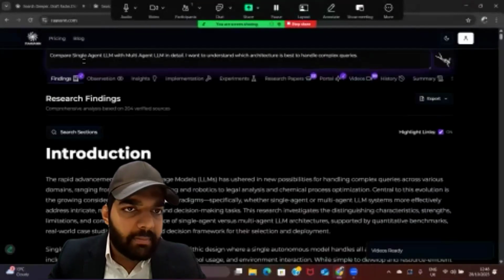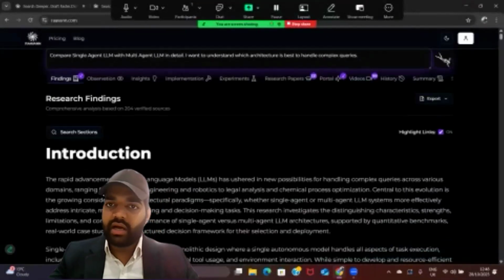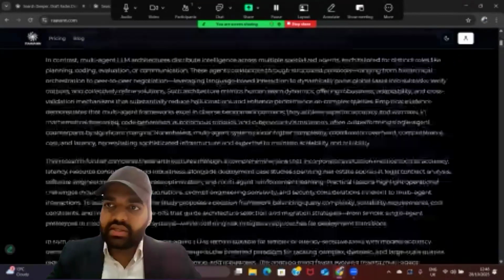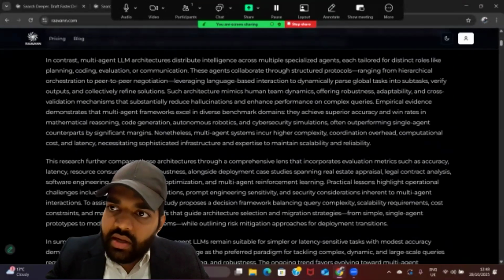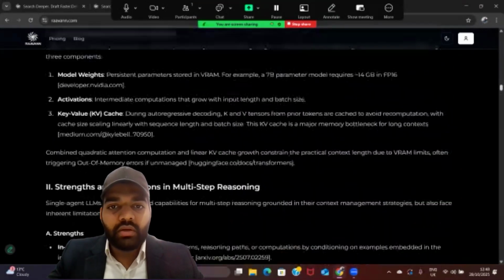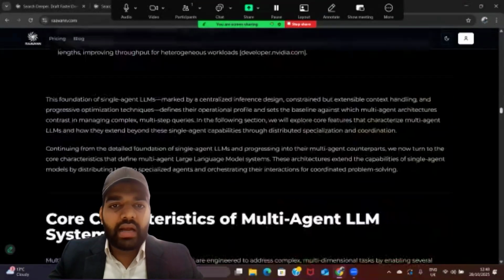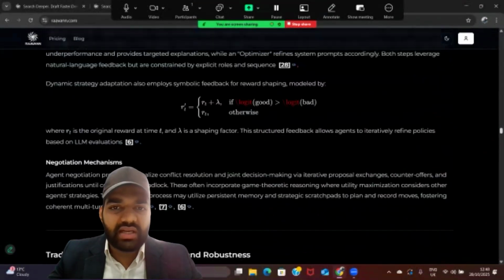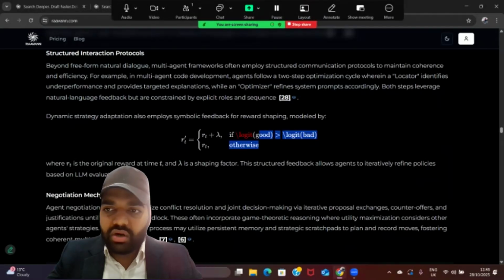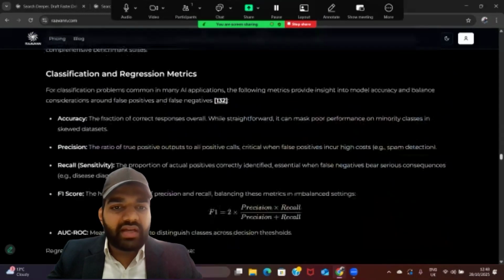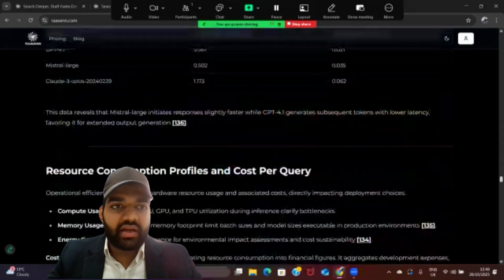Again, the prompt is the same: compare single agent LLM with multi-agent, and which architecture is best to handle complex queries. As you can see, now I'm just going over here and I'm going down. You can see how big the output is. And not even one line of this output is generic. You can see there are a lot of equations. It's not just a text-based answer. It has a lot of things, and none of it is generic.